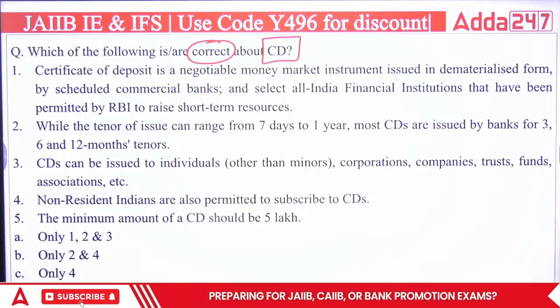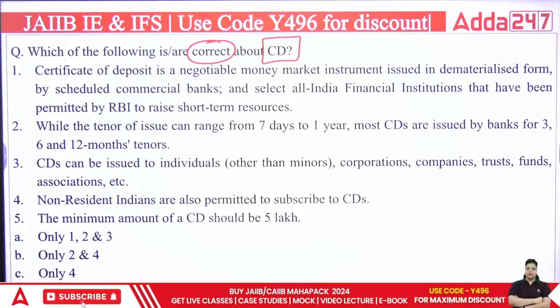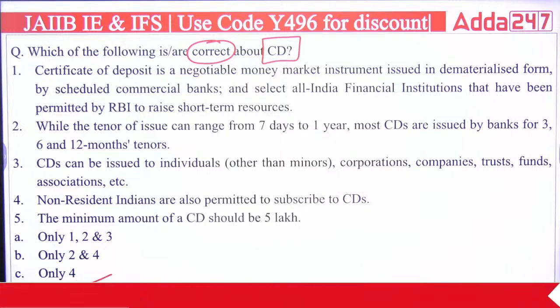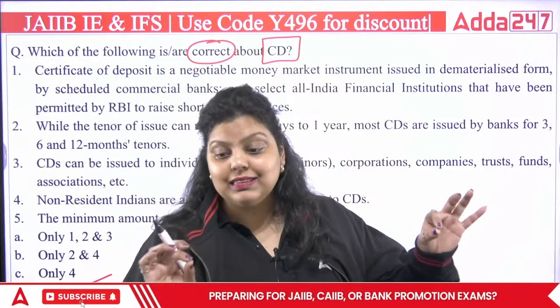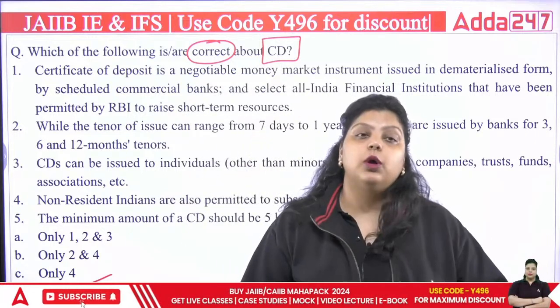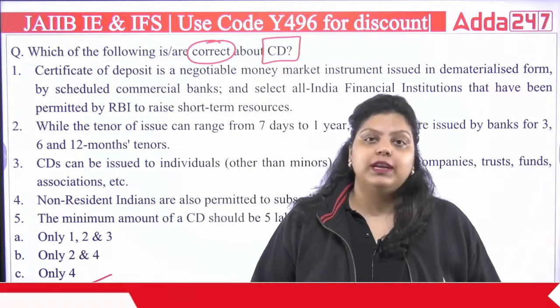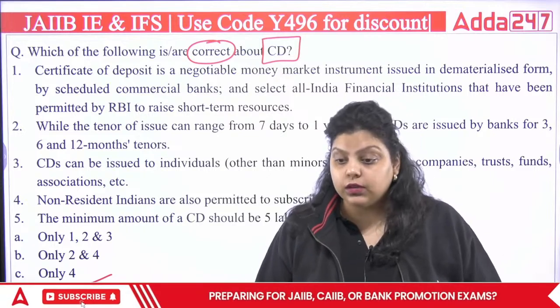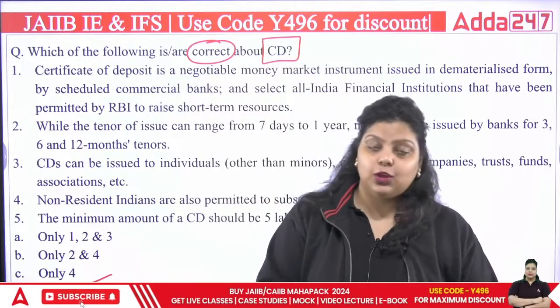Out of all these statements, which statement is correct? And the right answer will be all are correct. All the statements are correct about certificate of deposit. So certificate of deposit is a secured instrument. Why is it a secured instrument? Because it is issued by the banks and financial institutions. That's why it is known as a secured instrument. Okay. So simply your certificate of deposit is a secured instrument.